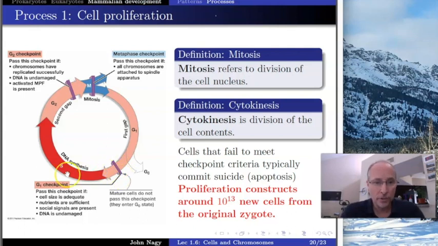Now, if it passes all these tests, then it commits itself to the next phase, which is called the DNA synthesis phase, which we shorten to S. In the synthesis phase, it's doing exactly what we would expect that word means. It's taking the DNA and copying it.